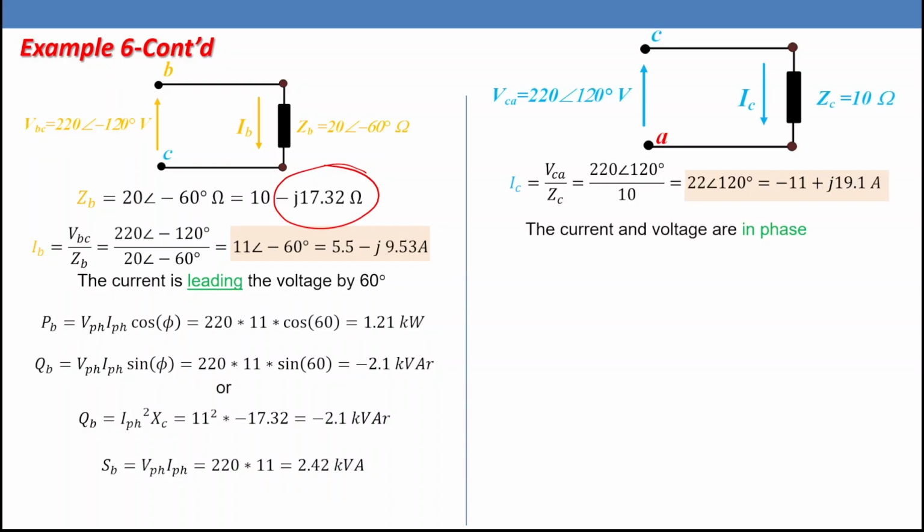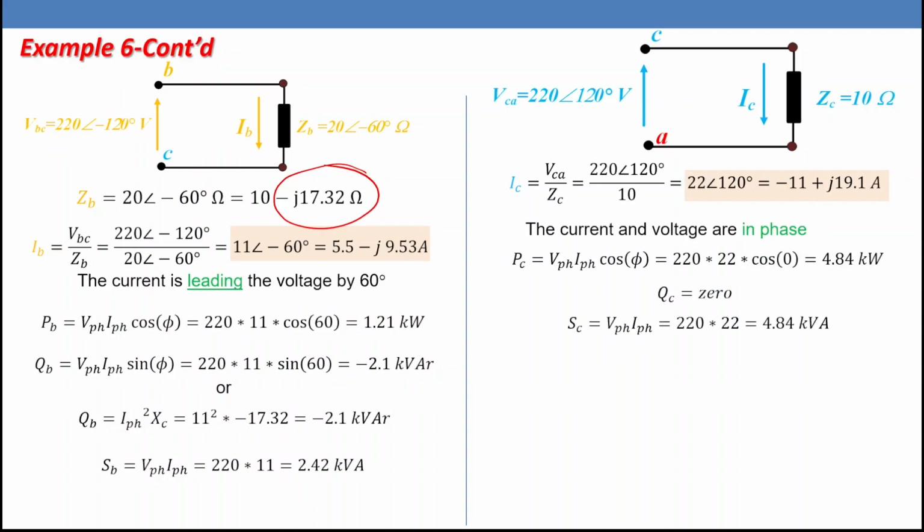For phase C, we have the voltage 220 angle 120 degrees and resistive load 10 ohm. So the phase current will be 22 ampere angle 120. So the current and voltage are in phase in this case. What about the power? So the power equals 220 multiplied by 22 cosine 0, so equals 4.84 kilowatt. Definitely the reactive power for this phase is 0 and apparent power equals active power in this case. What about the source power?